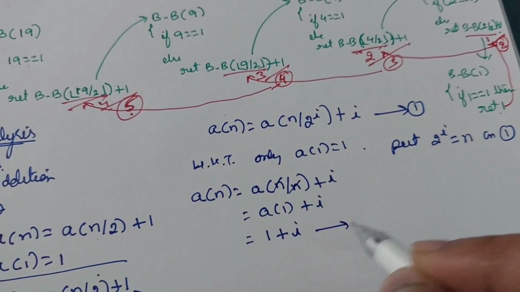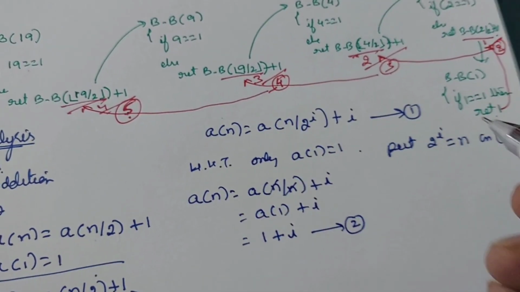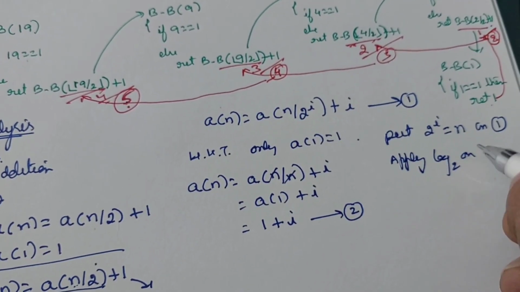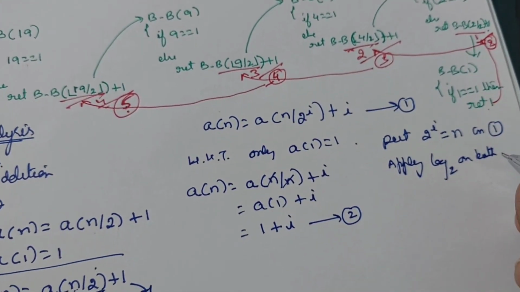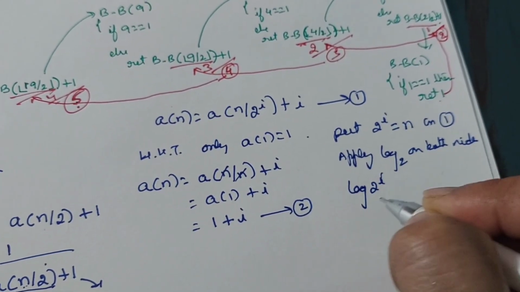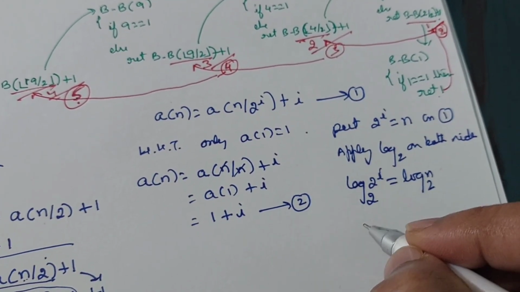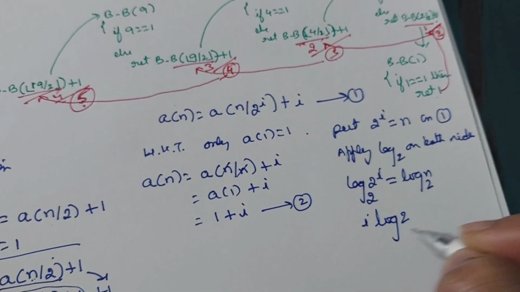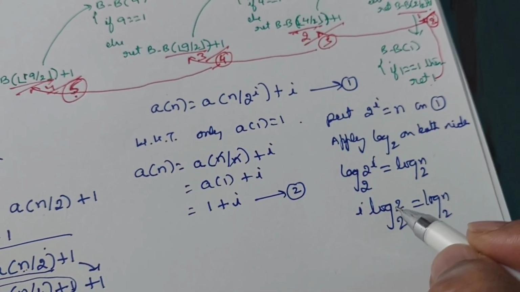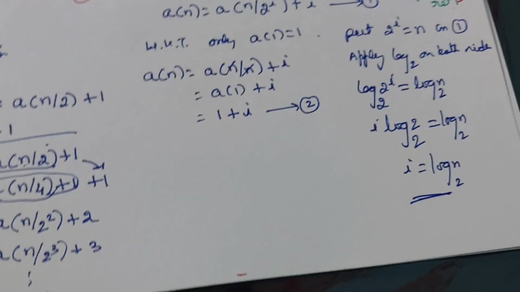I will call this equation 2. Again, we don't know i, but we have 2 to the power of i equal to n. So apply log base 2 on both sides. Now log of 2 to the power of i to the base 2 is equal to log n to the base 2. Take i outside: i log 2 to the base 2 is equal to log n to the base 2. Now when these two are the same, the value becomes 1. So i is equal to log n to the base 2. So I got the value of i.